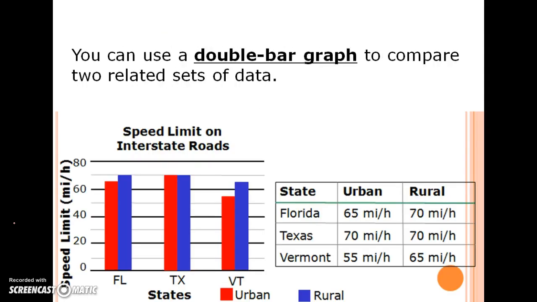You can also use a double bar graph to compare two related sets of data. So if you look down at the key, we're comparing urban and rural areas. Urban is like the city, rural would be more like your farm area. We're comparing the speed limit on the interstates in these different areas. So Florida, urban and rural go together. Those bars will touch because you're comparing something within that category. Then there is space in between Florida and Texas, and also for Vermont.